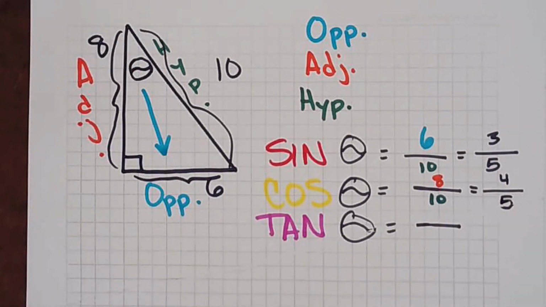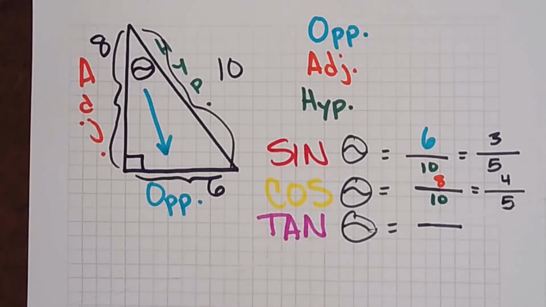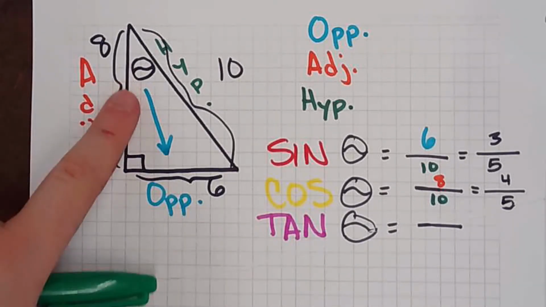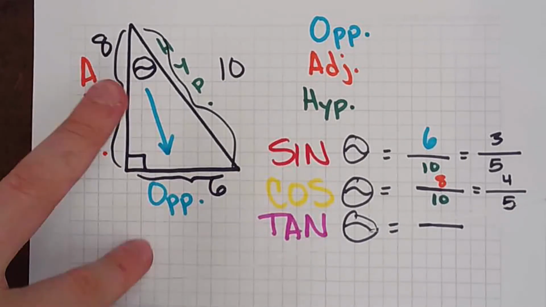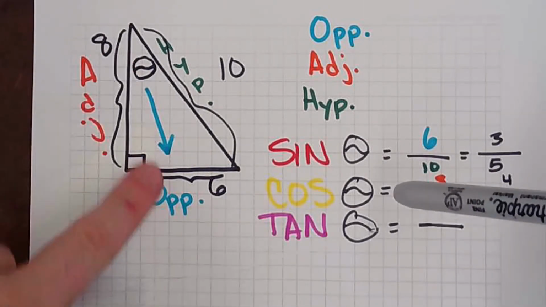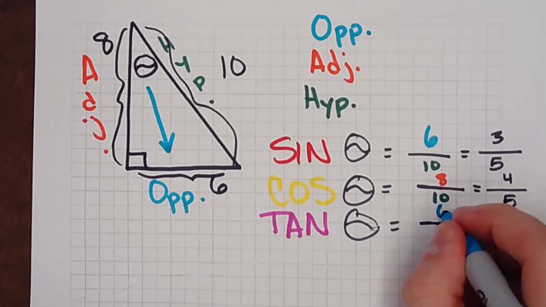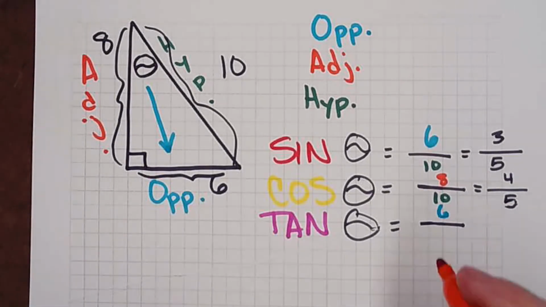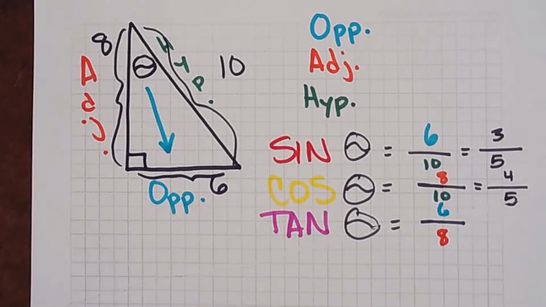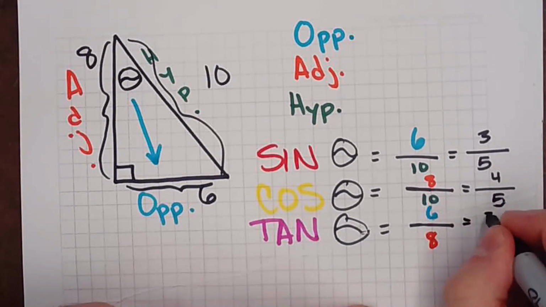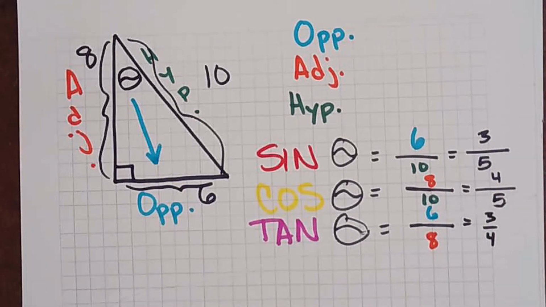Okay. And the tangent of this angle is going to relate the what to the what? Opposite over adjacent. Not the other way around. TOA. Opposite over adjacent. So we get 6 over 8. What can that be reduced to? 3/4. Cool. So that's that. That's all there is to it.